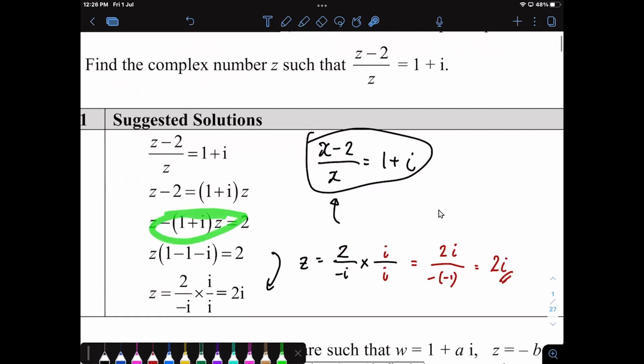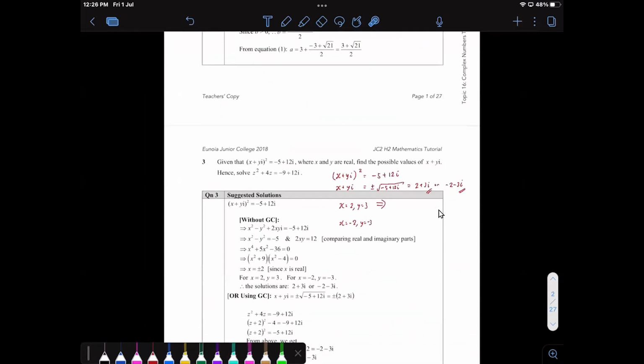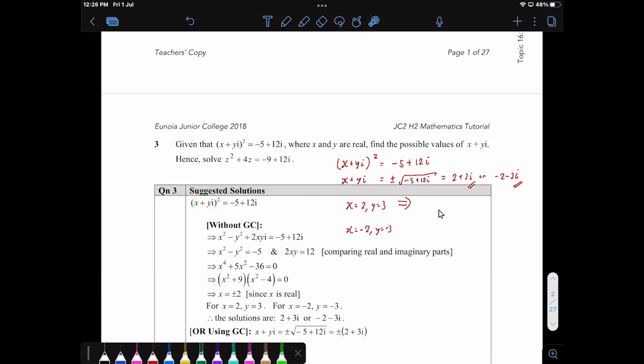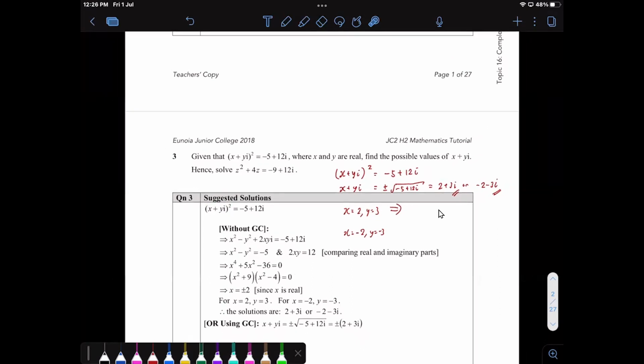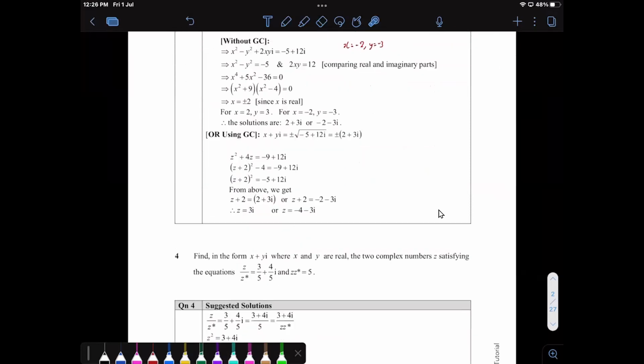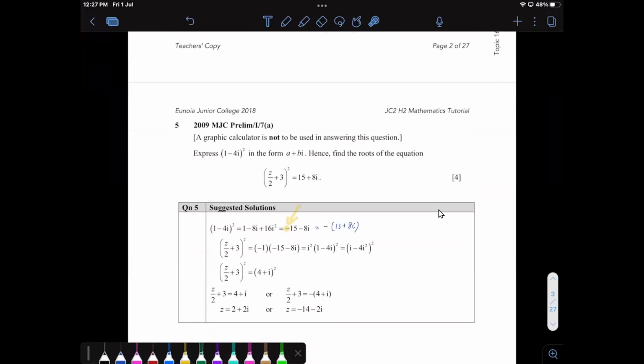Another point to bring up is when you are trying to do, for example, power 2 or power 3, try to use a GC as much as you can. Or use binomial expansion. Don't do it step by step, very slow. Like for example, this kind, 1 minus 4i bracket square. You missed out a negative sign. This one a bit wasted because you could just directly use a calculator.